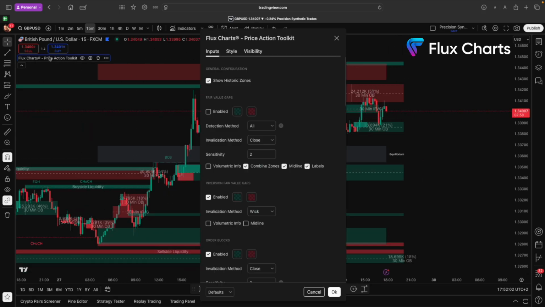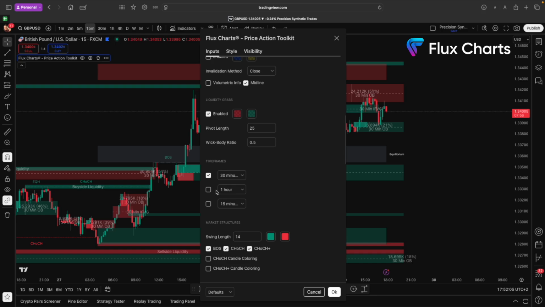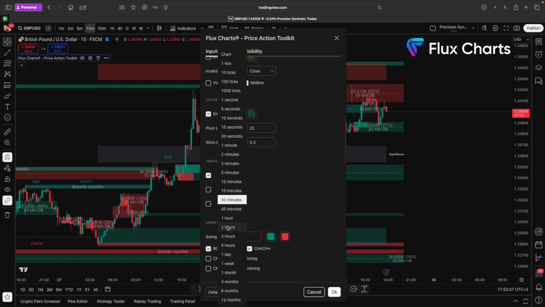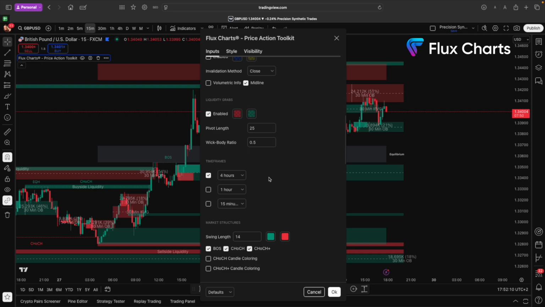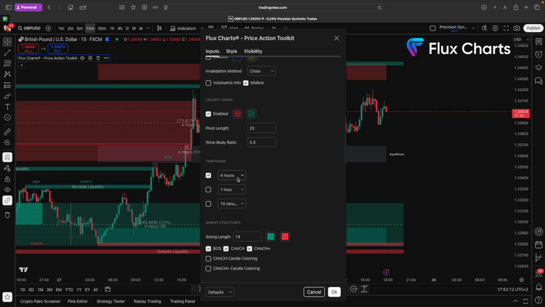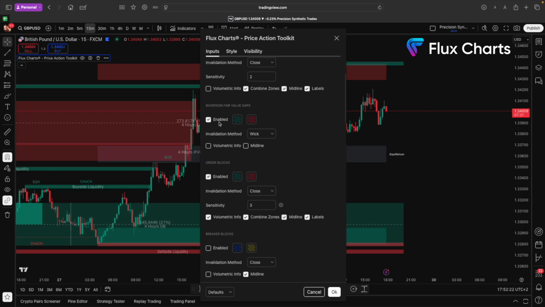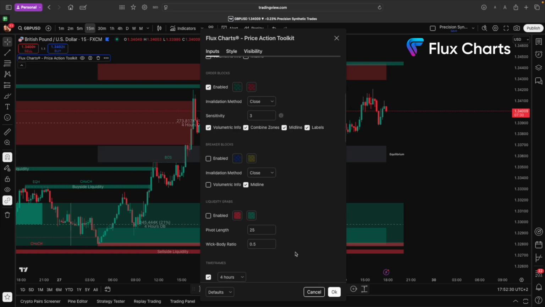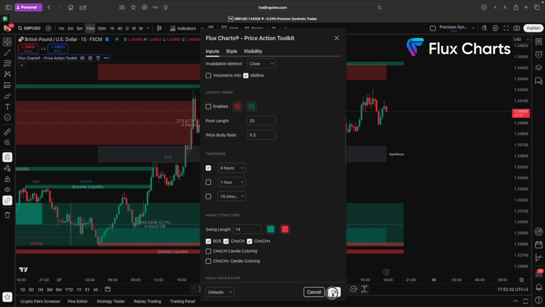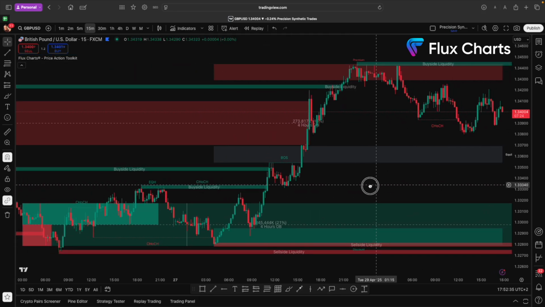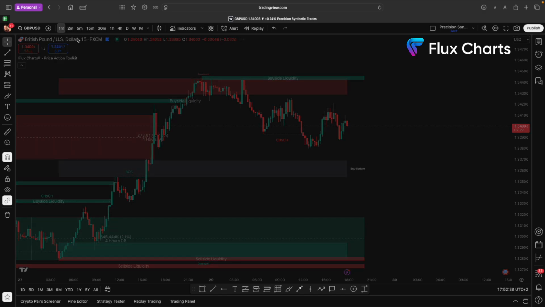Let's say if you want to keep it more simple like me, I will literally put on like a 4-hour zone, for example. I will take off the liquidity grabs. Just to make it a little bit cleaner, I will take the inverse fair value gaps off, for example. And now it's showing me really strong zones, the order block. And when you're inside of this order block, let's go to the 1 minute, for example.